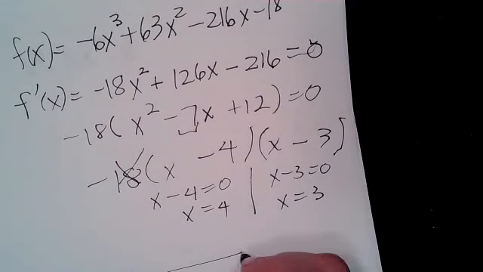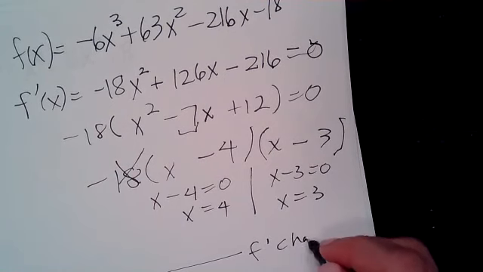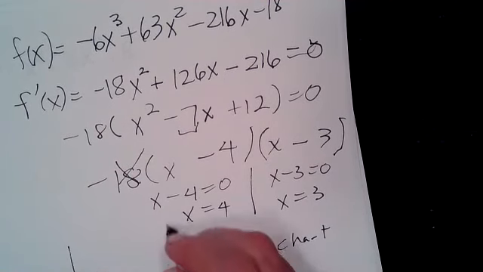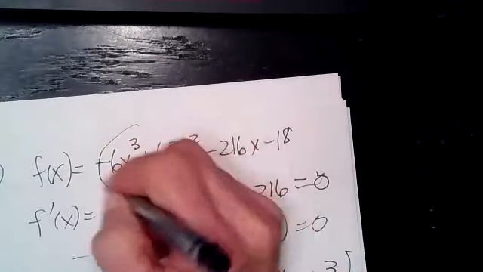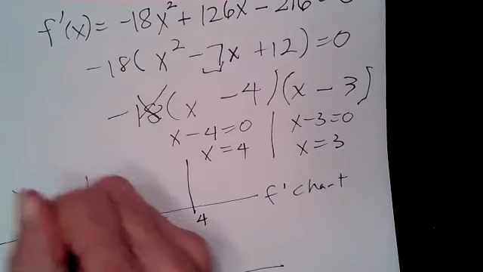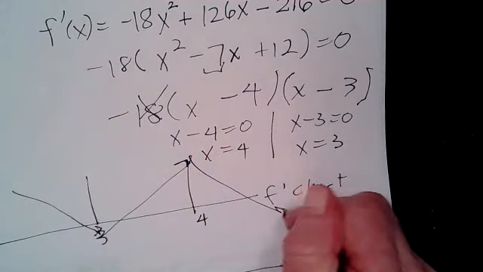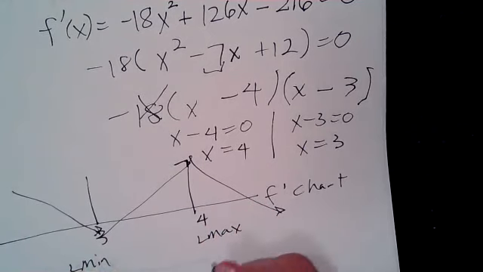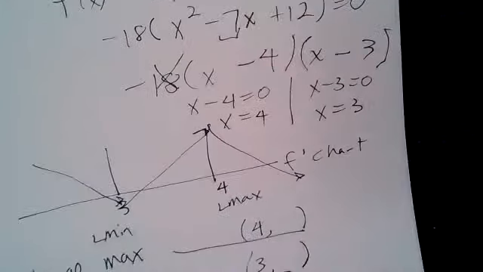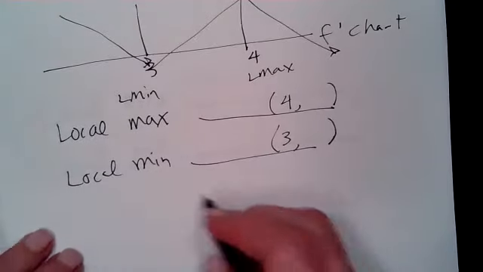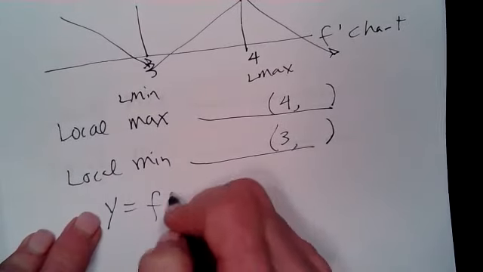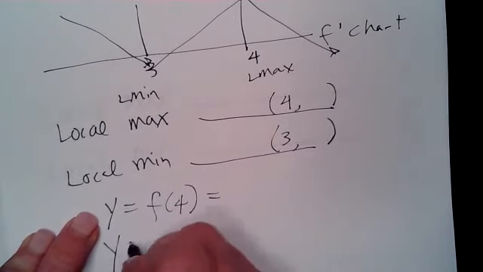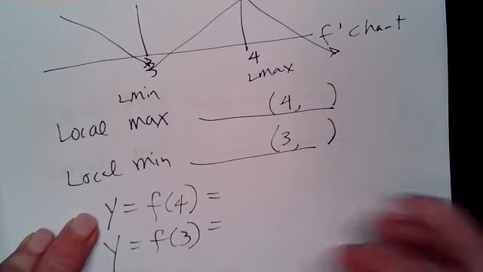So when I put those on my first derivative chart, and there's 3, put them in order, and there's 4, and this is a negative x cubed is my original function, so I already know how it looks. It's going to go down, up, and then down. So there's my local min, and here's my local max. So my local max is at 4 something, my local min is at 3 something, and to find the y part of my points, I plug 4 into the original, and then I plug 3 into the original.